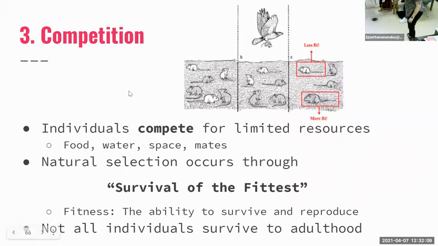The third one is competition. All animals, all plants, all living things compete to survive. They have to compete for resources like food, shelter, water, mates. All of these things are limited. We don't have an unlimited amount of resources. So they have to fight with each other to get it. This is where the term survival of the fittest comes in.